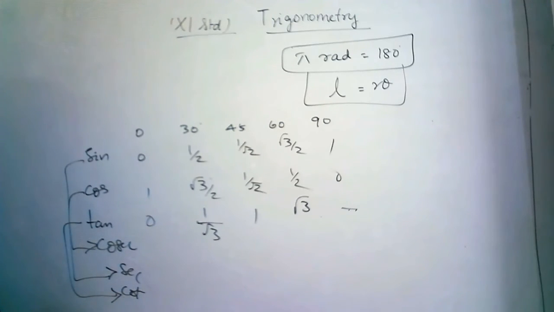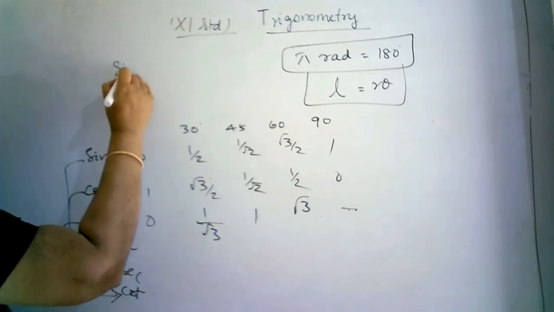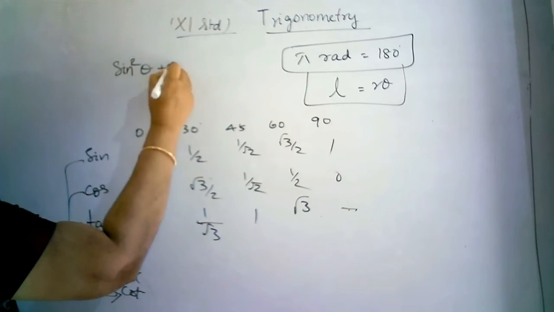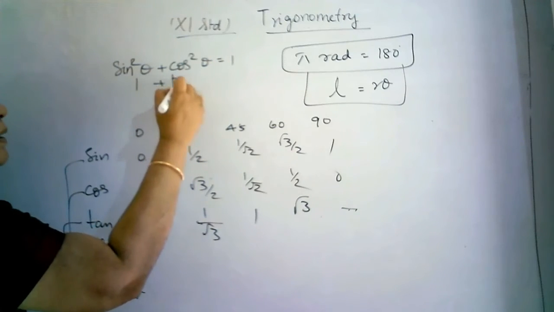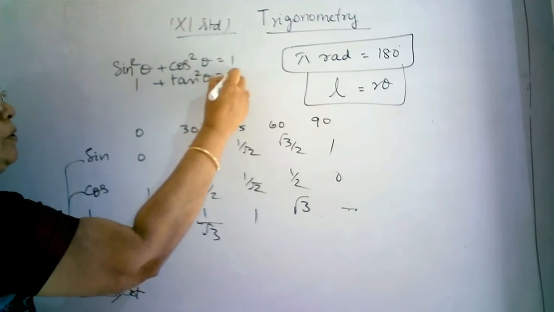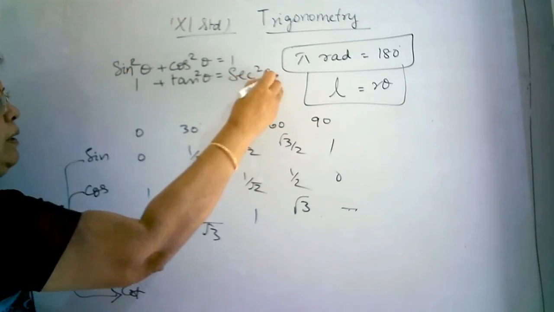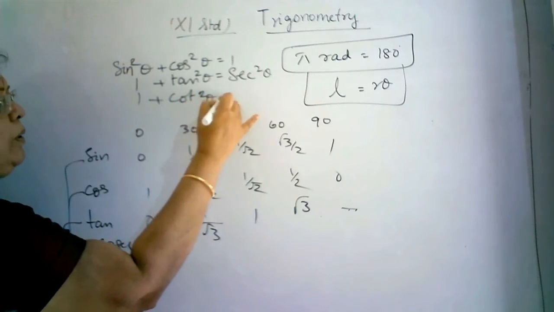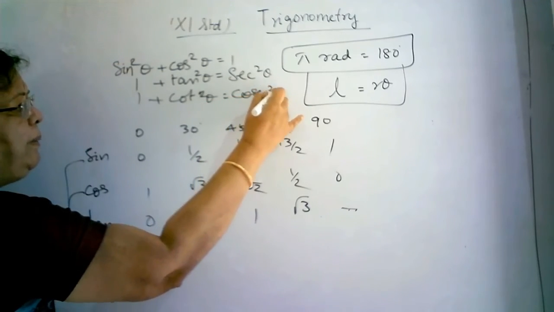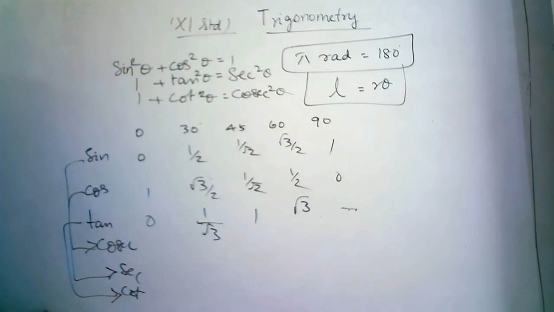இதெல்லாம் நம்ம ஏற்கனவே பார்த்தது. அதே மாதிரி இதுவும் பார்த்துருக்கோம், sin squared theta plus cos squared theta is equal to 1 and 1 plus tan squared theta is equal to secant squared theta. 1 plus cot squared theta is equal to cosecant squared theta. இதெல்லாம் நம்ம ஏற்கனவே பார்த்த பேசிக்ஸ் தான், ஜஸ்ட் ரிவைஸ் பண்ணியிருக்கோம்.